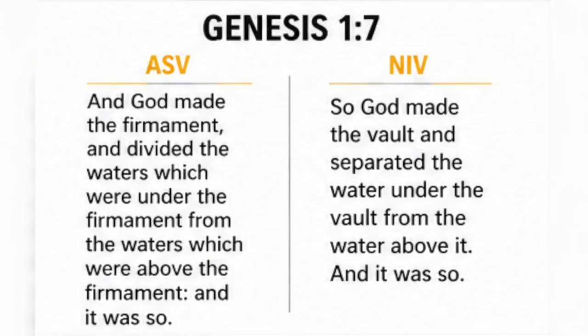Big idea. God is building a framework for life. Space above, space below, environment in between. Simple takeaway: Genesis 1:7 shows God establishes structured separation. His word becomes reality. Next step, verse 8, this is where the firmament gets a name and day 2 is completed.